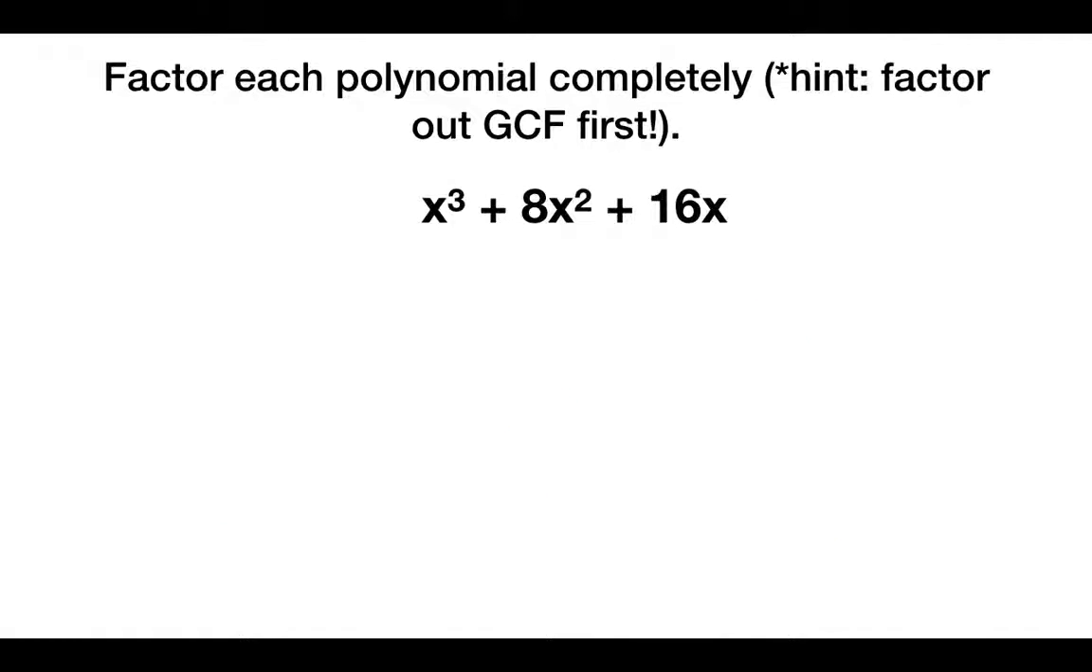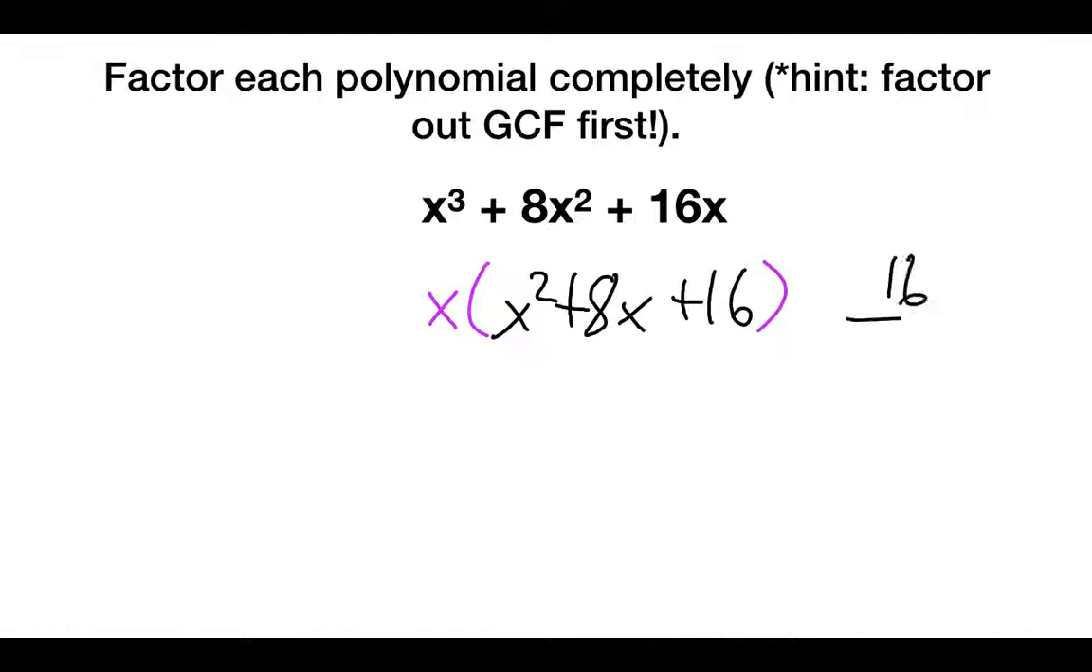Let's try another one. All right, greatest common factor is x times, in this case, x squared plus 8x plus 16. Now, in this case, if we factor out this 16, I want to keep my color coding correct. So if we factor out this one, we're going to factor out 16 for two numbers that multiply to be 16 and add up to be 8. In this case, the two that add up to be 8 are 4 and 4.